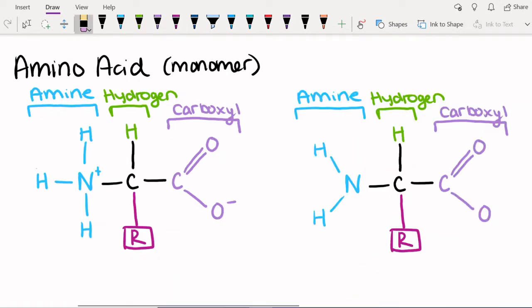One other thing to note about amino acids, you may notice that the amine group and carboxyl group look slightly different in different drawings you see. This change occurs due to the pH level. The amino acid is essentially the same either way, so if you notice this, don't panic.